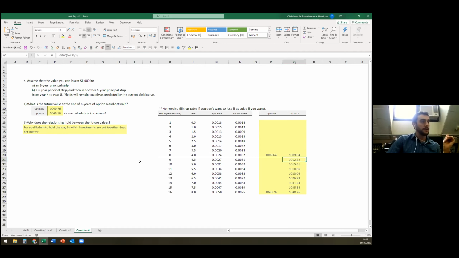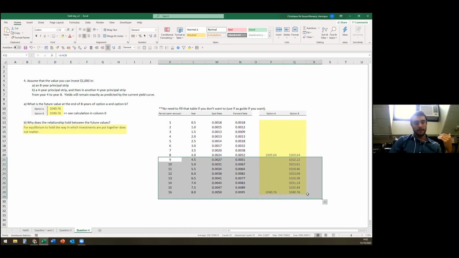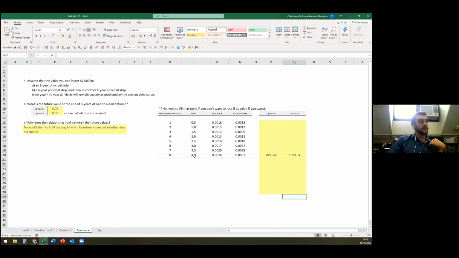We didn't ask, but you should be able to get the same results for A and B because the yield curve doesn't change, okay? The only difference here is you're going to be using the forward rate once you do the reinvestment, right? But again, because we had it like this, there was a period left out.